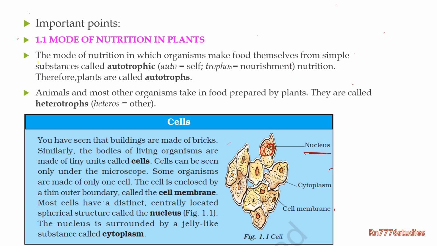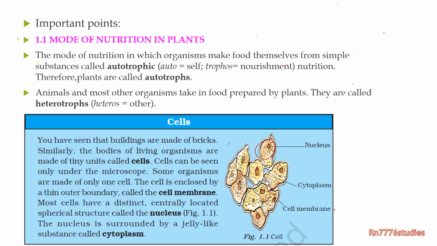Next comes the cytoplasm. The jelly-like structure in the cell is called cytoplasm. So you know what the cell membrane is, and you know what the nucleus is. The nucleus is a spherical, centrally located structure, whereas the cytoplasm is the jelly-like structure and the cell membrane is the outer membrane. These are the three structures of the cell.